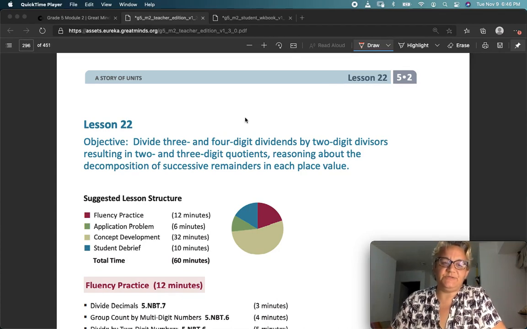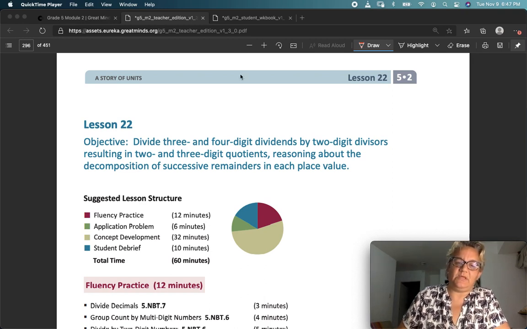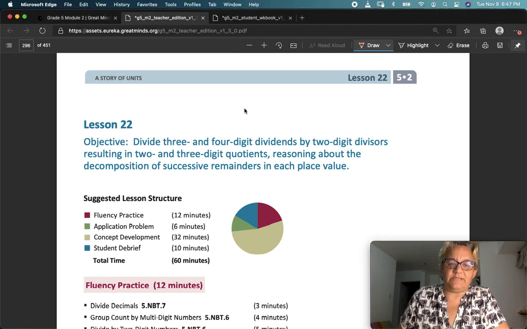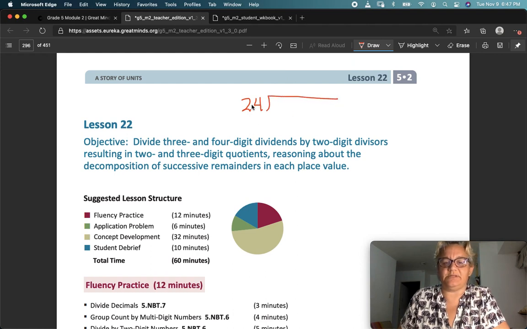This is Module 2, Lesson 22, and our objective today is to divide 3- and 4-digit dividends by 2-digit divisors resulting in 2- and 3-digit quotients, reasoning about the decomposition of successive remainders in each place value. Okay, so that means that we're going to be using 2-digit divisors with 3- to 4-digit dividends.